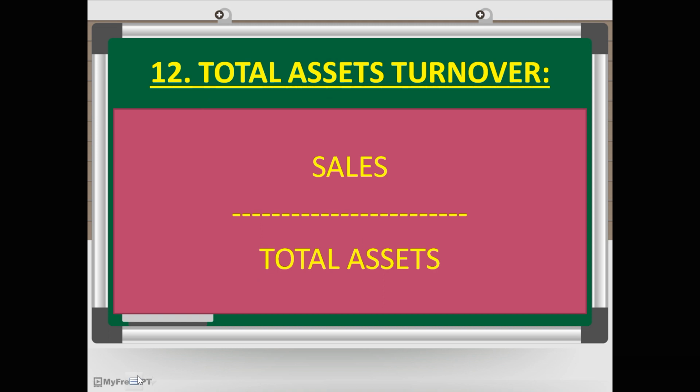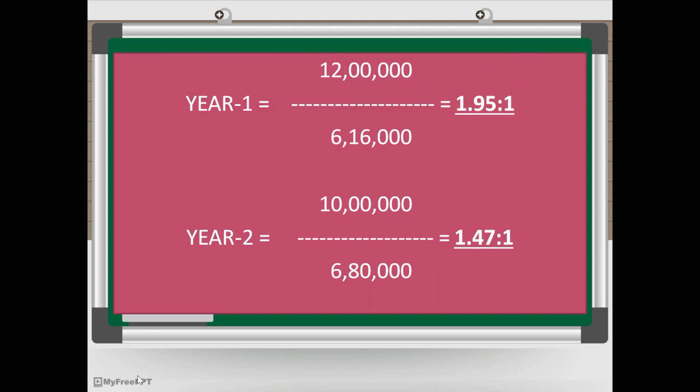We have the total assets turnover ratio. Here we just have to put the formula directly, right? Because it is sales divided by total assets. We have already got sales, and we know the total assets as well. So we directly have to do the year-wise calculation.